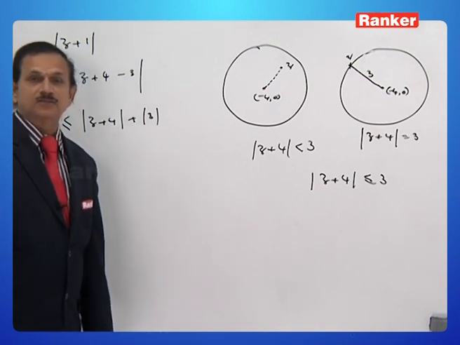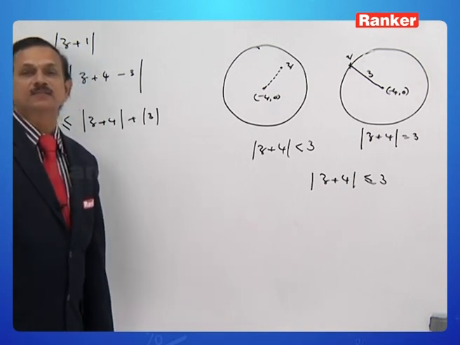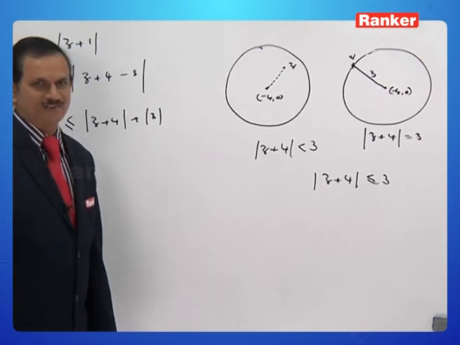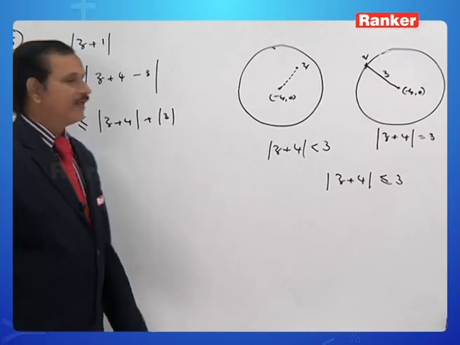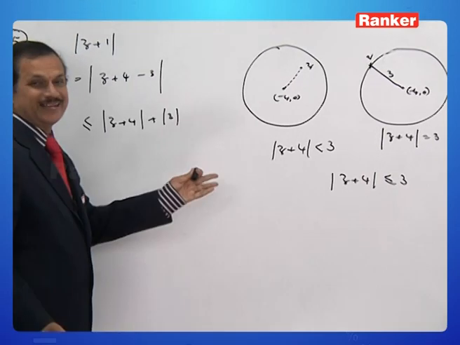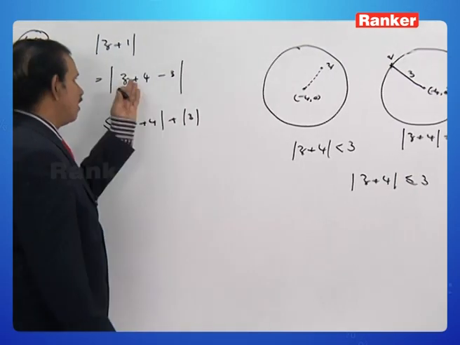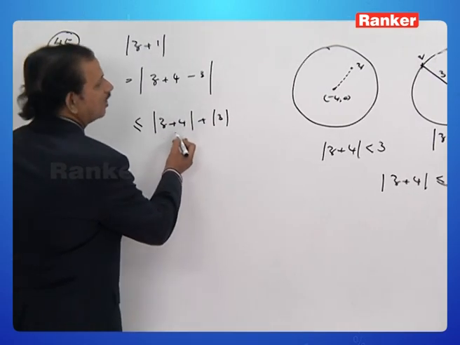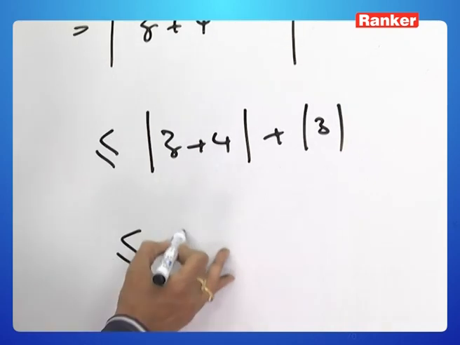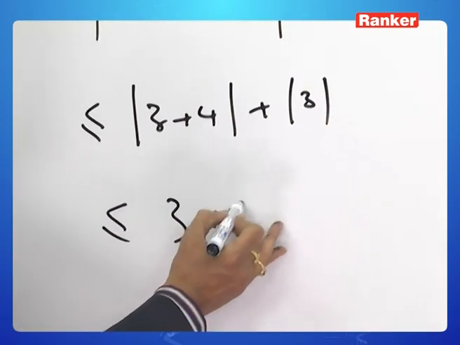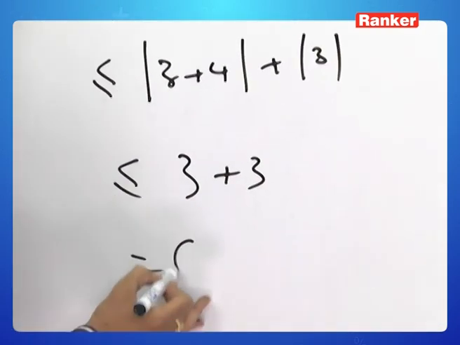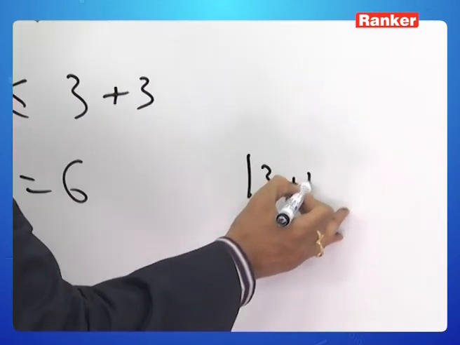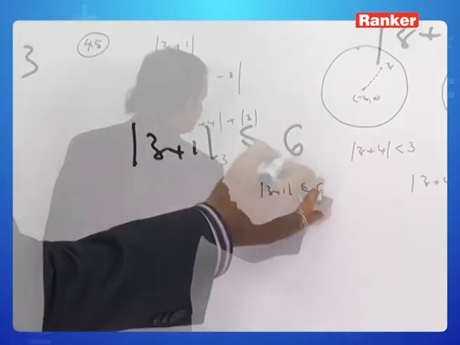Why? Because if Z1 and Z2 are two complex numbers, then mod Z1 plus Z2 is less than or equal to mod Z1 plus mod Z2. Here of course this is Z1 and this is Z2. Hence, mod z plus 4 is less than or equal to 3. What is mod 3? 3. 3 plus 3 is 6. What are you able to observe here? Mod z plus 1 is less than or equal to 6.